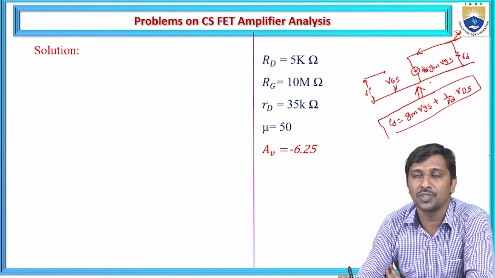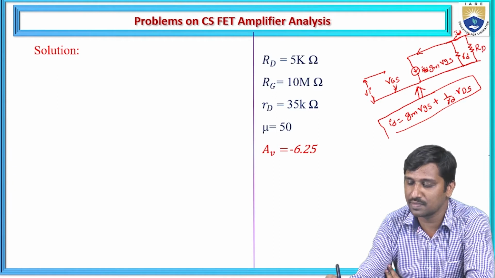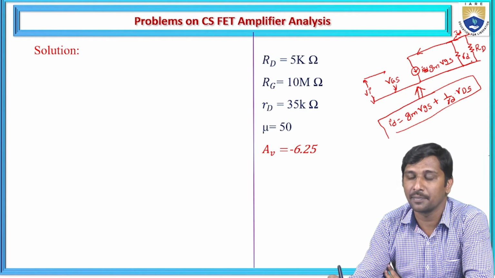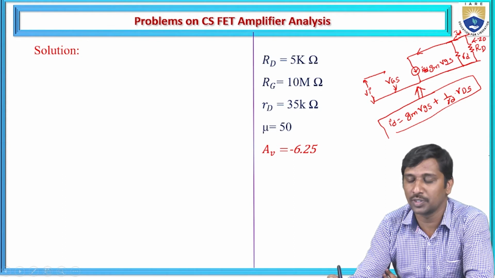Then if you observe the given circuit diagram, externally the load is connected across the drain side. Hence, we are going to connect an external load resistance that is represented as capital RD. From this, now we are going to calculate Z0, the output impedance.